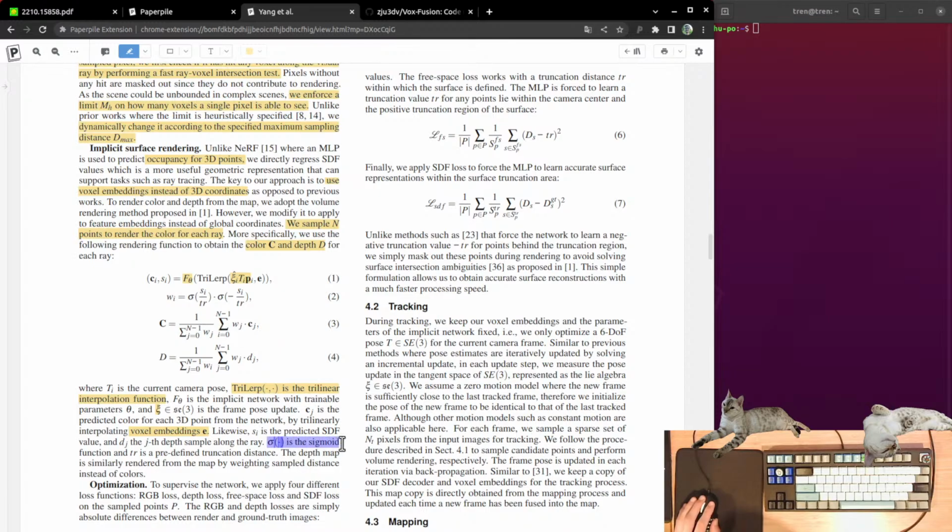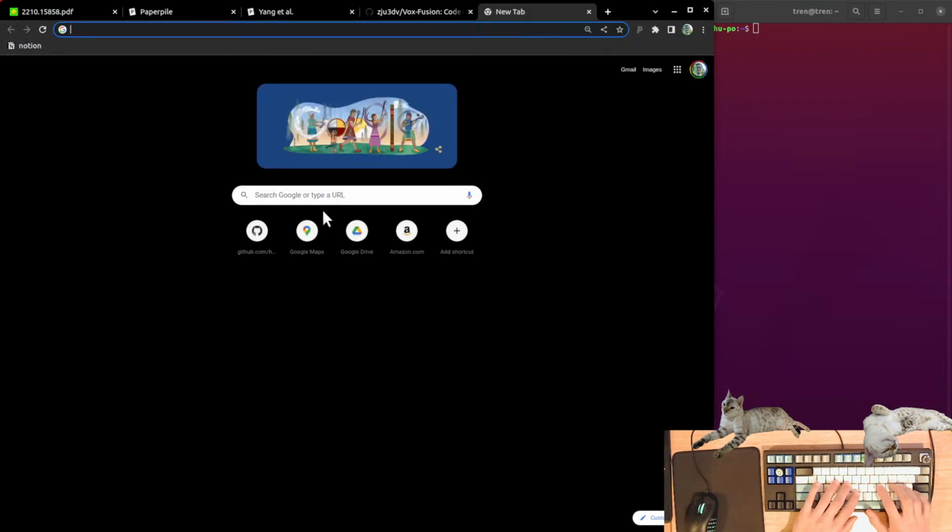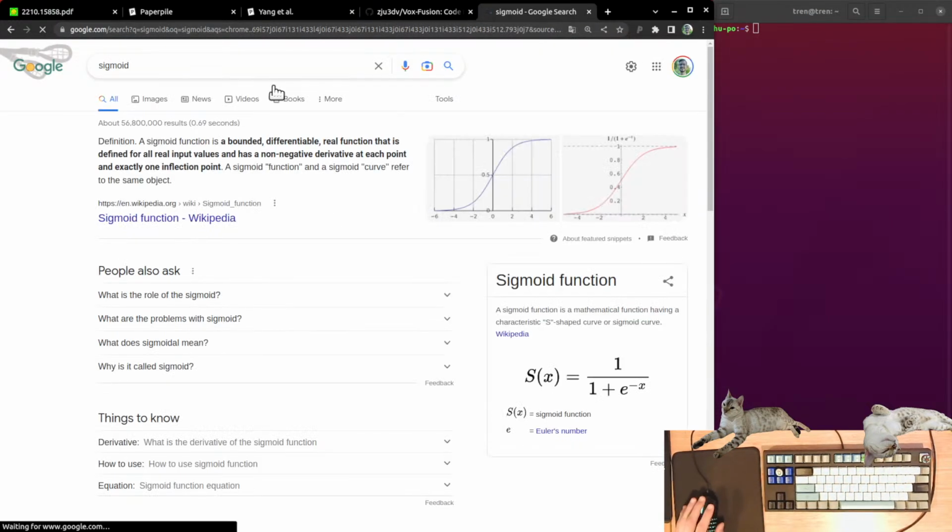Sigma is the sigmoid function, right? So sigmoid basically caps it. People use this as a nonlinear layer inside neural networks, and given an input of infinite magnitude, it could be negative infinity or infinity, it'll cap it between 0 and 1.